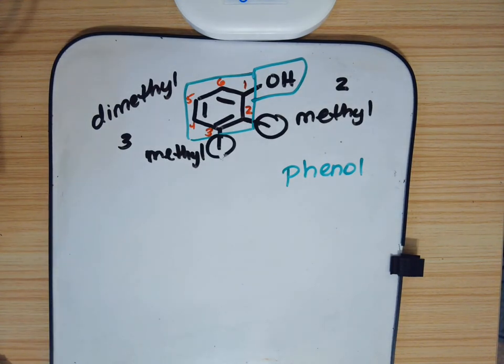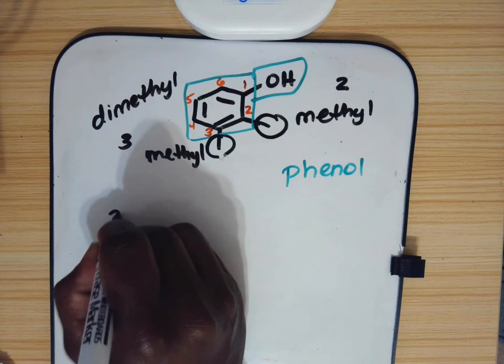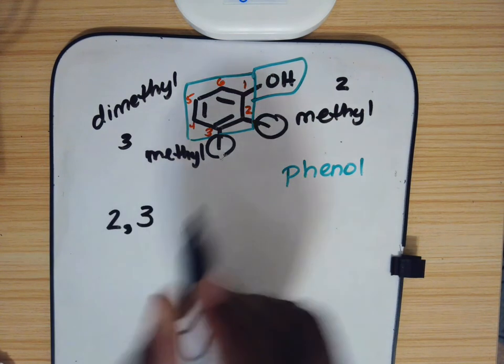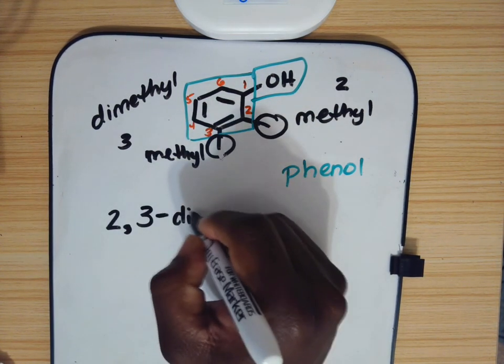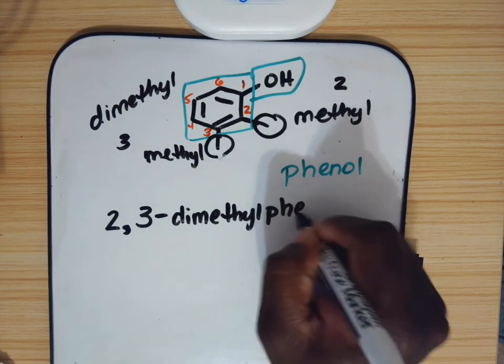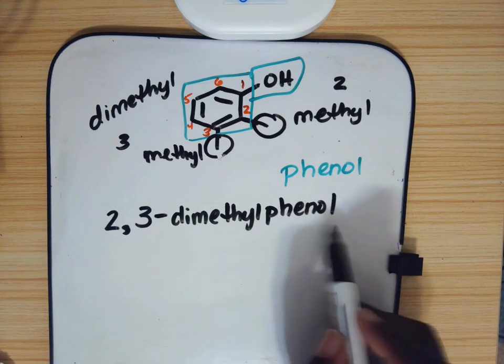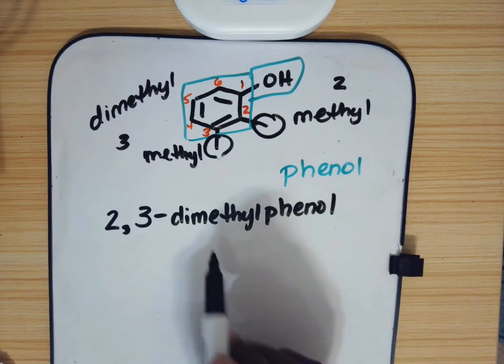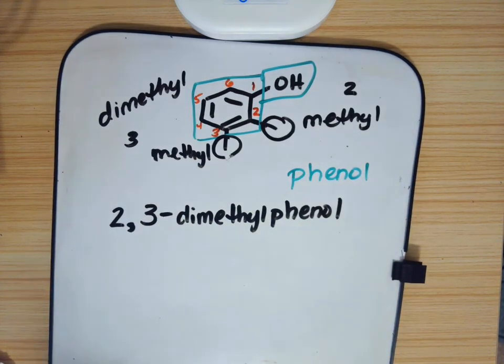So then we can put everything together because we know our parent chain, we know the identity of the substituents and where they're located. So when we put it together, the dimethyl goes first because that's representing the substituent. However, we have to indicate where they're both located. So we have 2, comma, 3, dash, dimethyl phenol. This name tells us that we have a phenol group. So we have a benzene that has the alcohol functional group at carbon 1 with 2 methyls, 1 on carbon 2 and 1 on carbon 3.